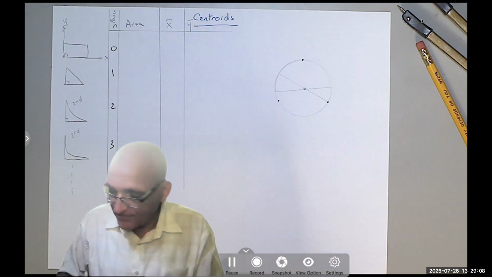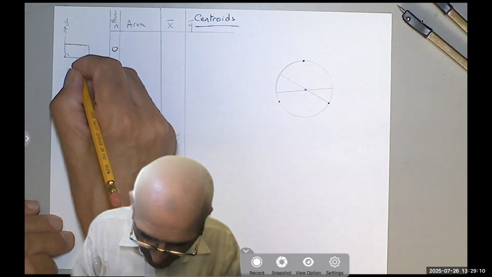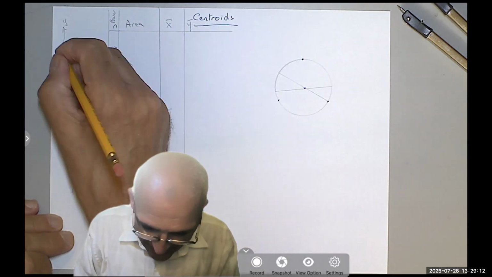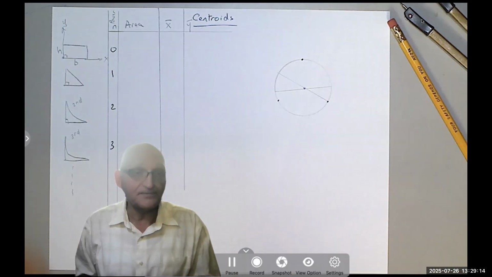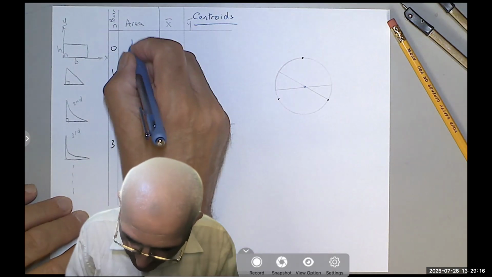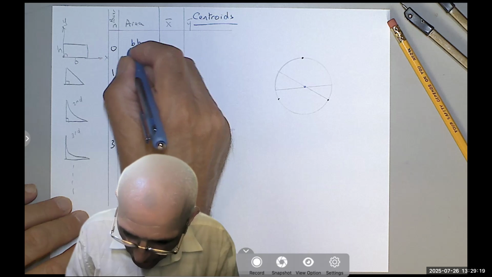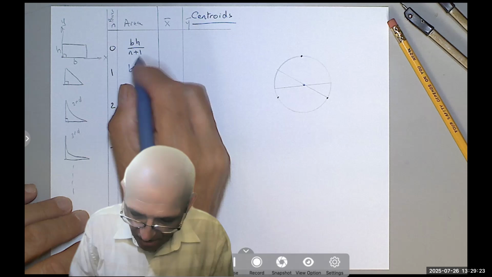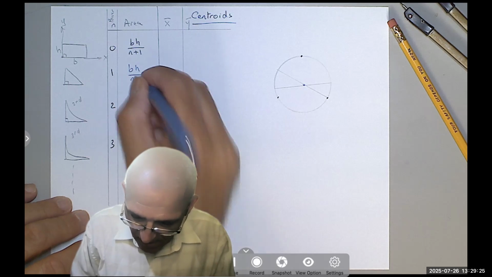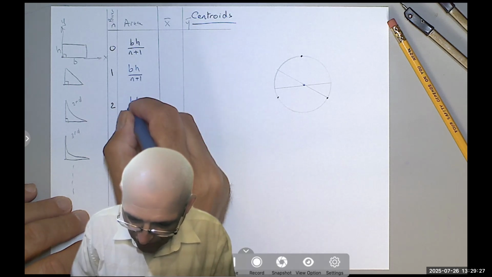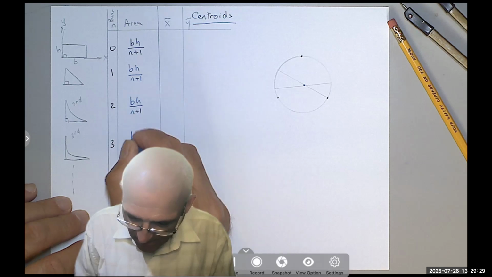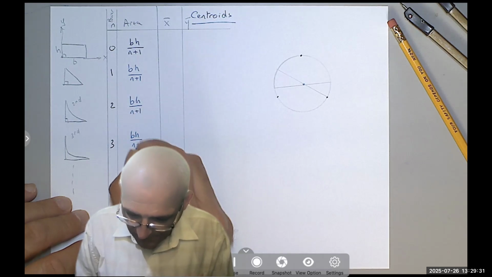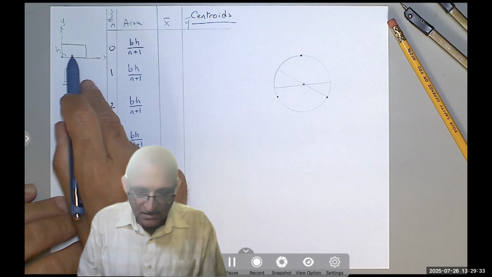Now, if the base is b for all of them, and the height is h for all of them, the area here becomes BH over n plus 1. N plus 1 here is 1.